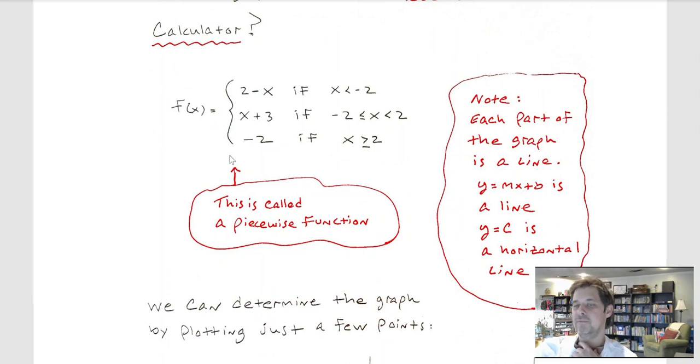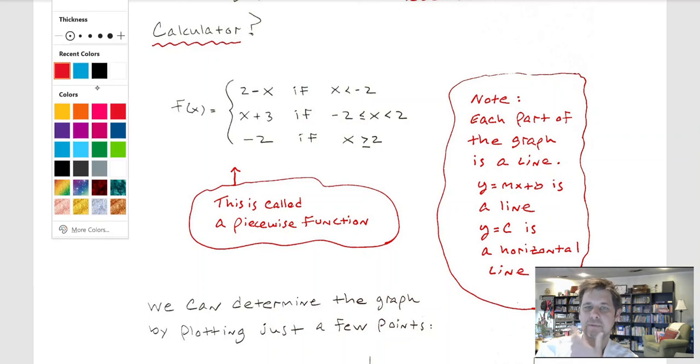So here's my function. This kind of function is called a piecewise function because it's not just one equation, or it doesn't have just one component to it. All functions are that you plug x in and you get y back out. This particular function, where you plug the x in depends on what the x is. So, you might look at this as if it has parts.